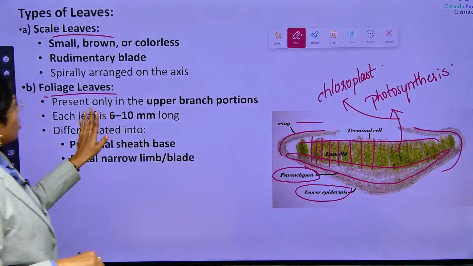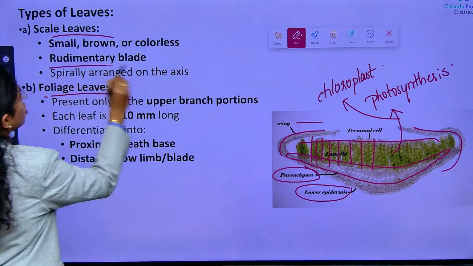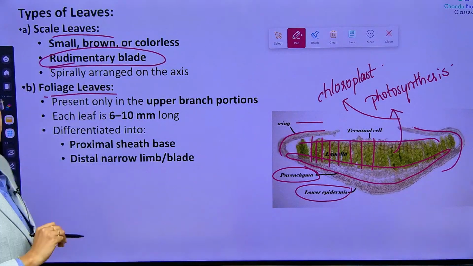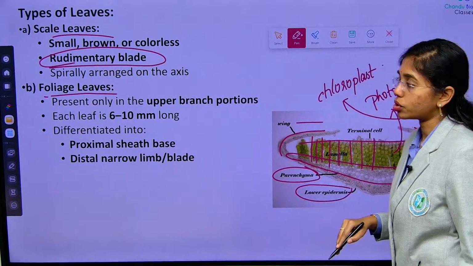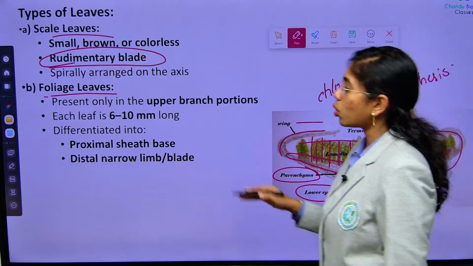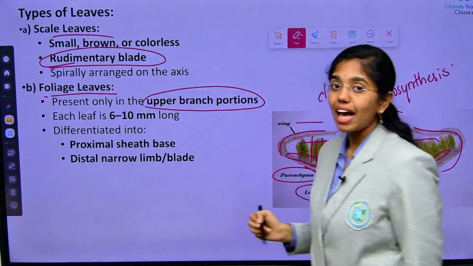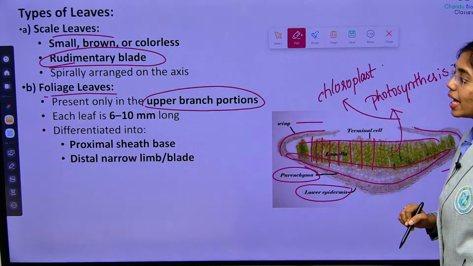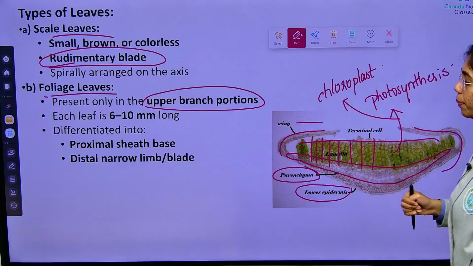Fine. So now you see scaly leaves will be small, brown and colorless. It has a rudimentary blade and the leaves are spirally arranged on the axis. Foliage leaves are present only on the upper branch portions. Each leaf will be 6 to 10 mm long. They are differentiated into a proximal sheath base and a distal narrow limb.